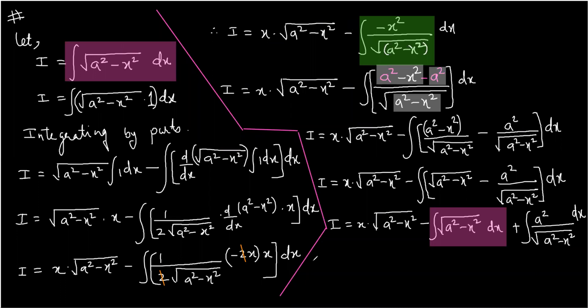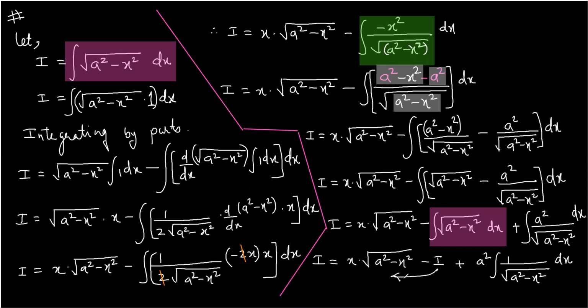So the next step I have is I equals x into square root of a square minus x square minus I plus, I write this a square out, a square is out, and here I get 1 upon square root of a square minus x square dx. So this I goes to the left and it makes this 2I. What will it become? It will become 2I.